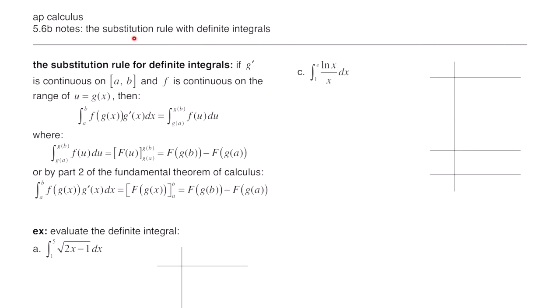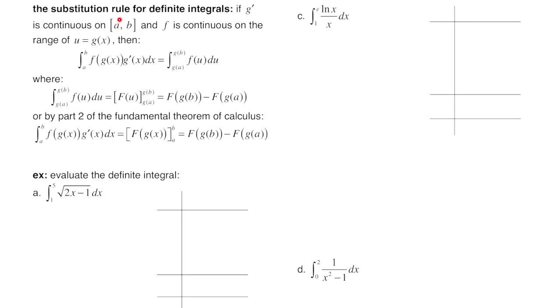In this video, we're going to cover the substitution rule with definite integrals. So our substitution rule for definite integrals says that if g prime is continuous on the closed interval from a to b, and f is continuous on the range u equals g of x, then if you have something of this form, and again it's a definite integral, so you have limits from a to b, you have f of g of x times g prime of x dx.